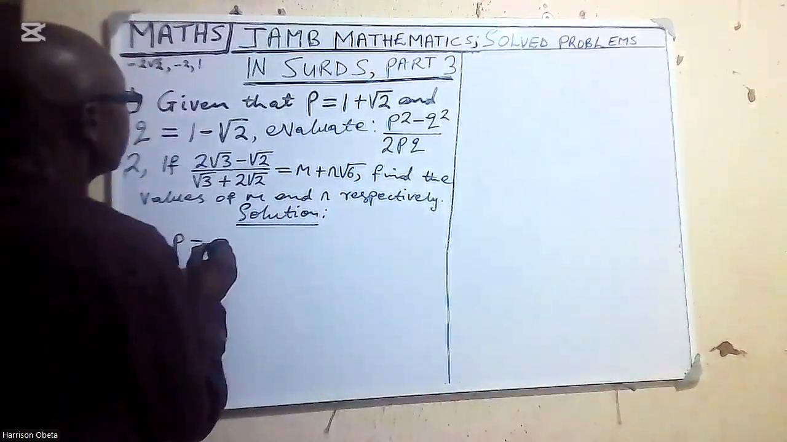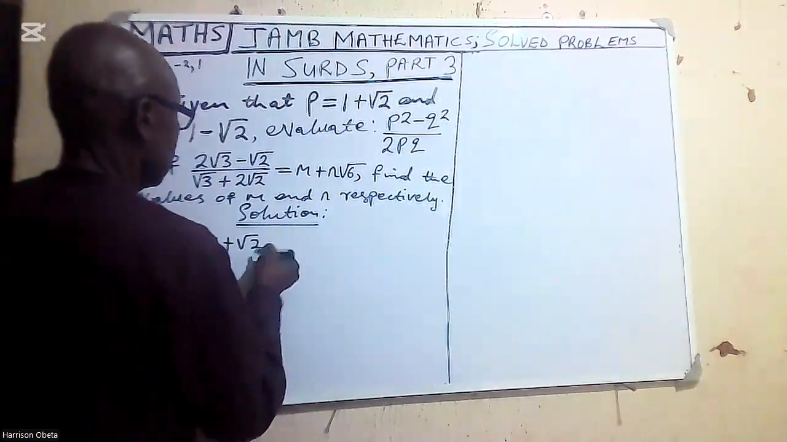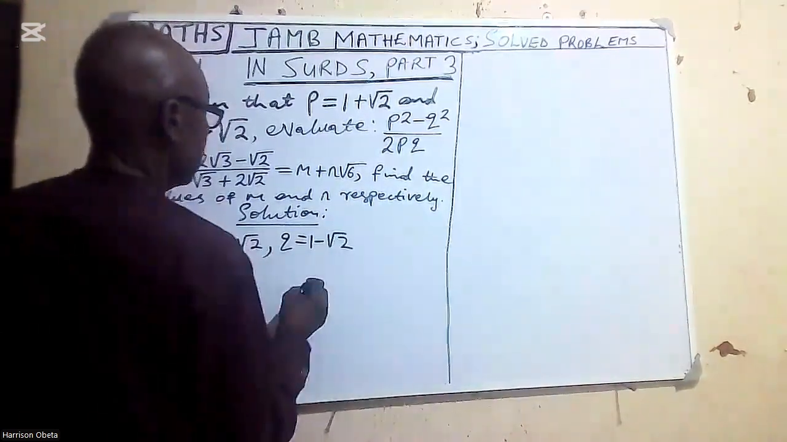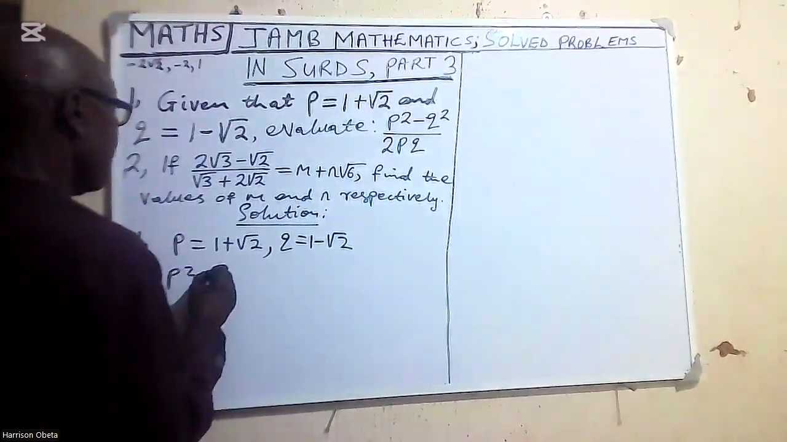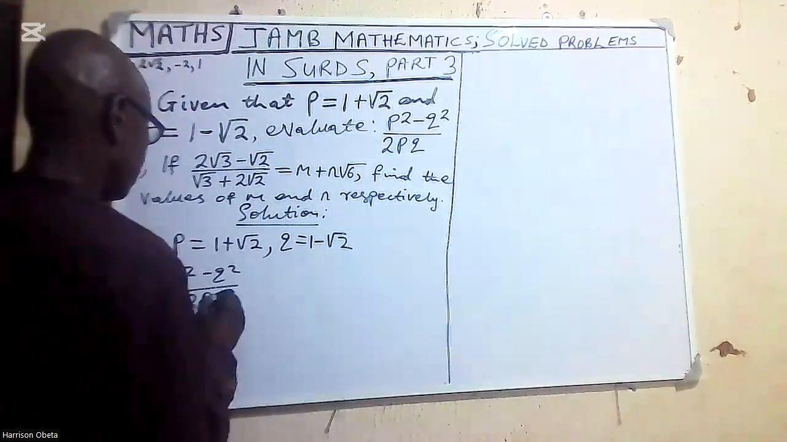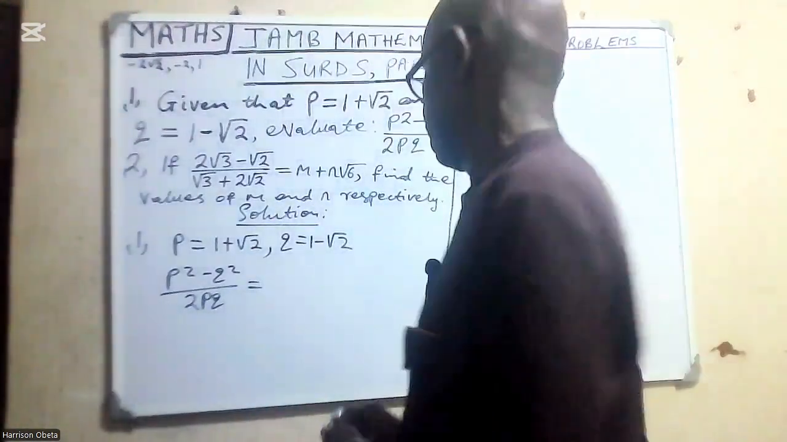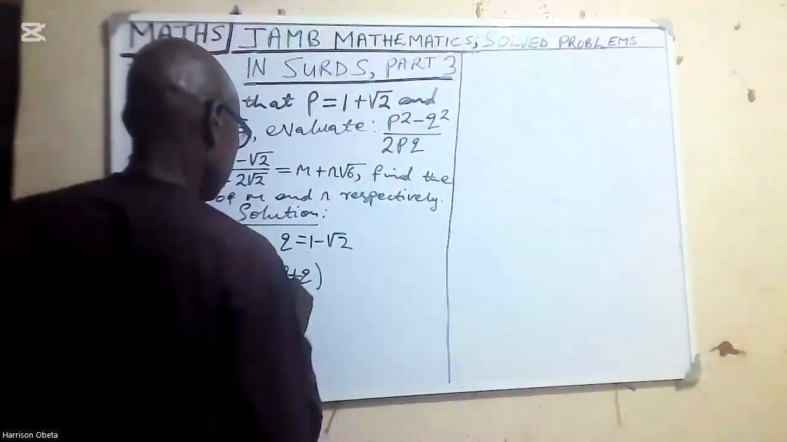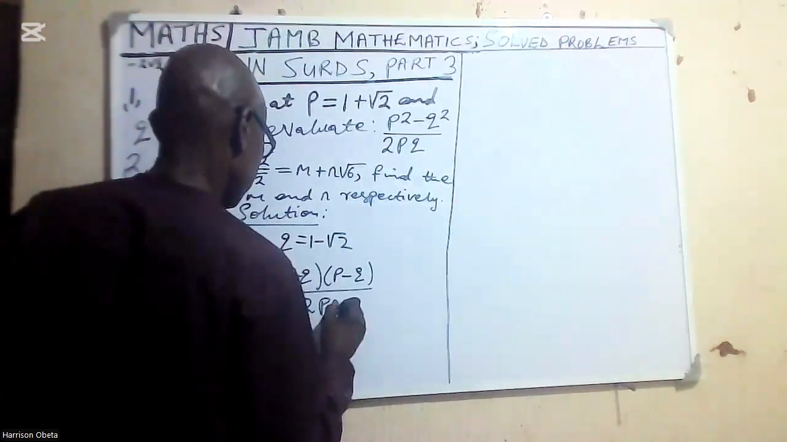We are given that P is equal to 1 plus root 2 and Q is equal to 1 minus root 2. We are to evaluate P squared minus Q squared all over 2PQ. Here we are going to apply difference of two squares, and that is equal to P plus Q into P minus Q all over 2PQ.